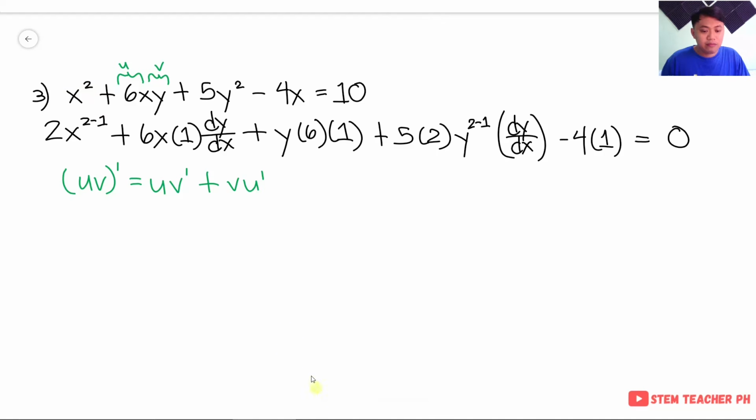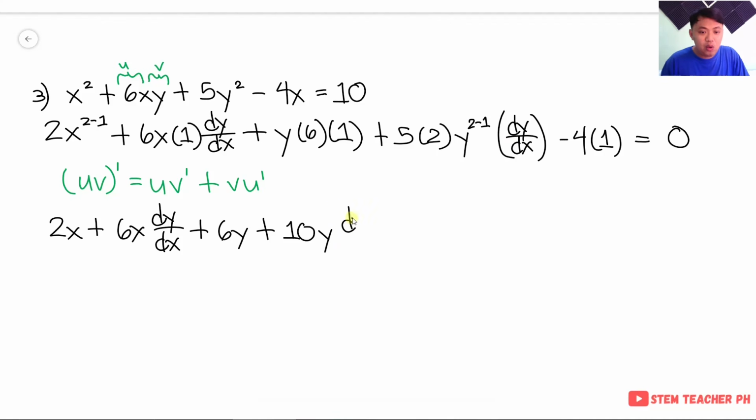Continuing here, you have 2x raised to 2 minus 1, and 2 minus 1 is just 1, x raised to 1 or simply x, so this becomes just 2x, plus 6x times 1 is just 6x times dy over dx. Then on the other side, we have plus 6 times 1 is 6 times y, so that is 6y, plus 5 times 2 is 10, then y raised to 2 minus 1, which is 1, y raised to 1 or simply y, and then you multiply dy over dx, then minus 4 times 1 is 4, equal to 0.